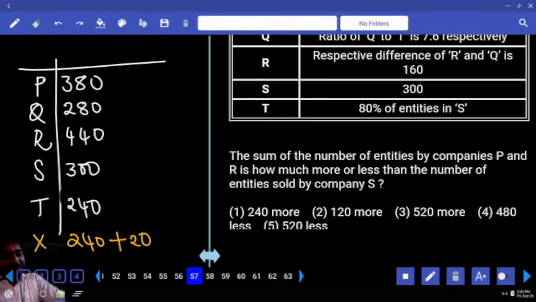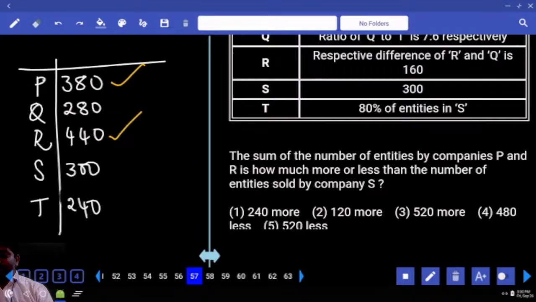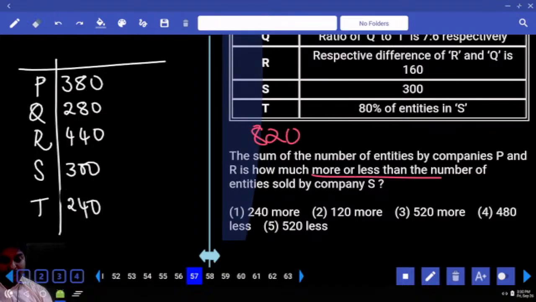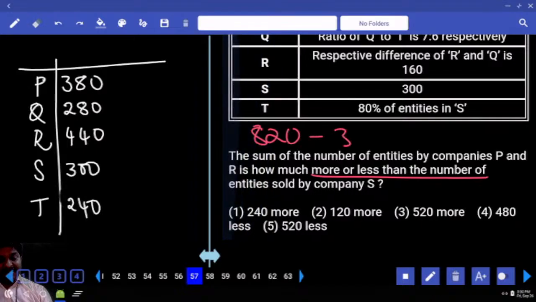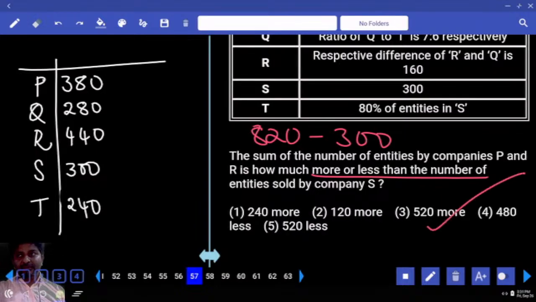The sum of number of entities by companies P and R is 820. Sum of these two, 820 is how much more or less than number of entities sold by... Yes, that is 300 only. 820, is it more than 300 or less than 300? More. How much? 520 more. Third option.